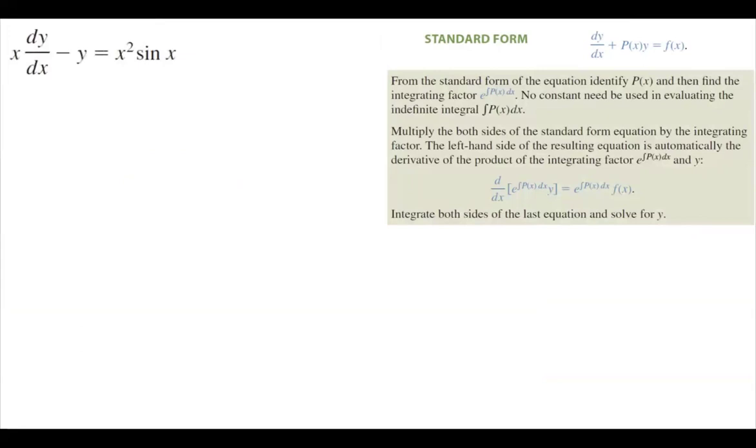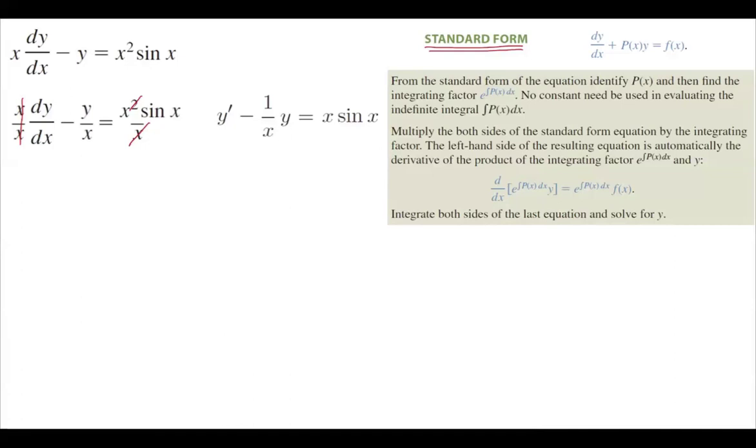Consider this differential equation. You have x times the rate of change of y with respect to x minus y equals x squared sine x. Our goal is to write it in standard form. So we're going to divide everything by x. You can simplify this as well. You can get rid of x and x. One x and the exponent cancel out. You get y prime minus 1 over x times y equals x sine x. So this is written in standard form.